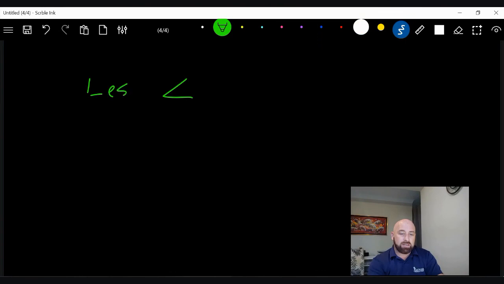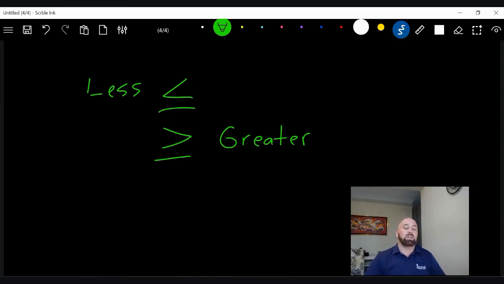Inequality. This one is sometimes my students struggle with this one. Inequality. Less than, greater than. Okay. So the less than sign points to the left. And so this is less. The greater than sign points to the right. So this is greater. And then if you put a sign under it, that would be equal to. So that would be greater than or equal to. So if you put a little line under that, that adds equal to it as well.